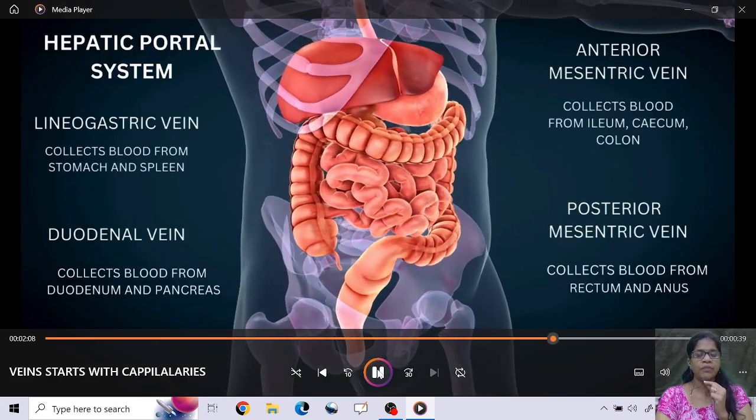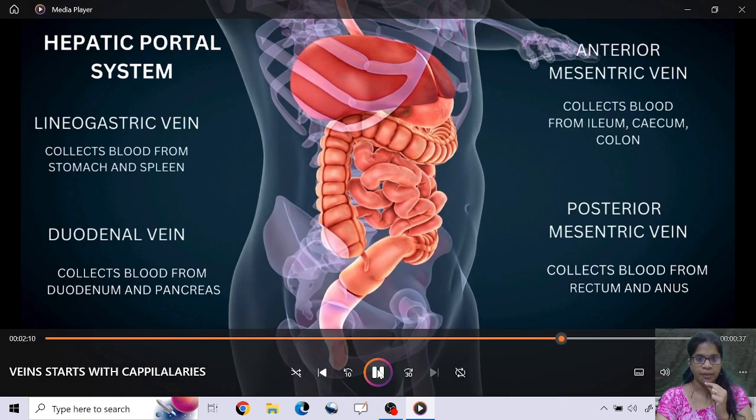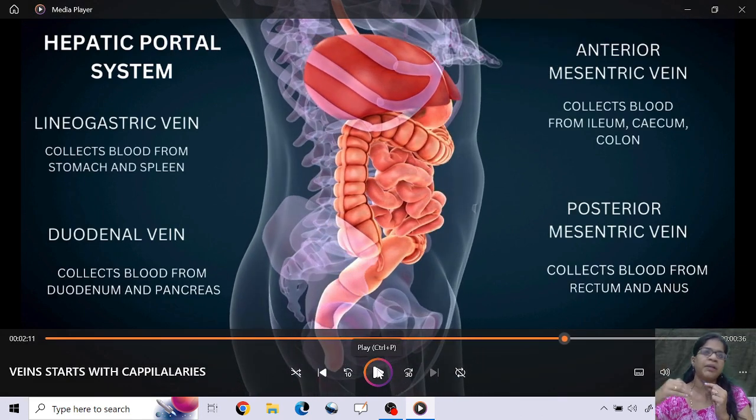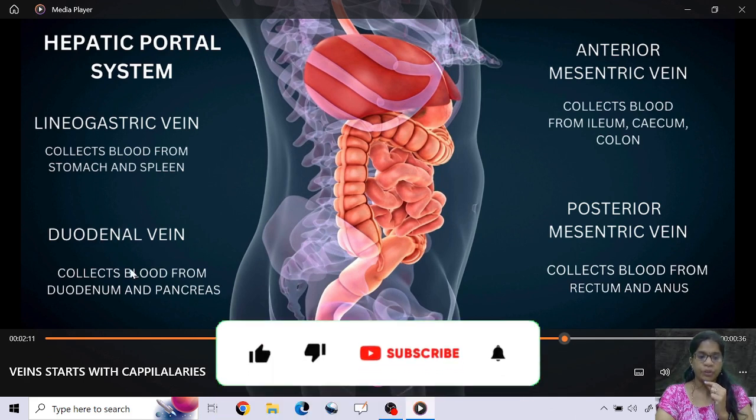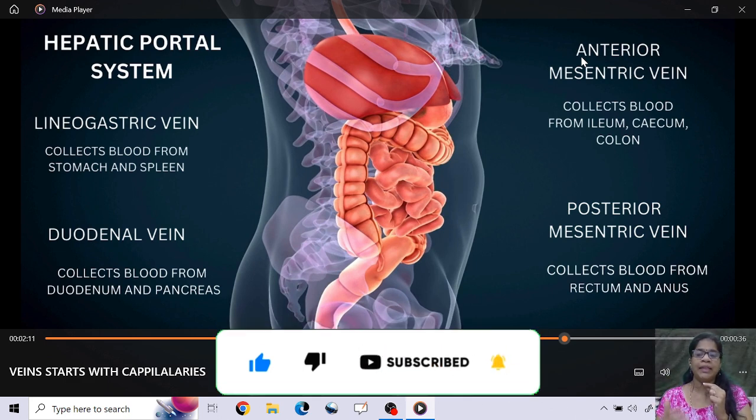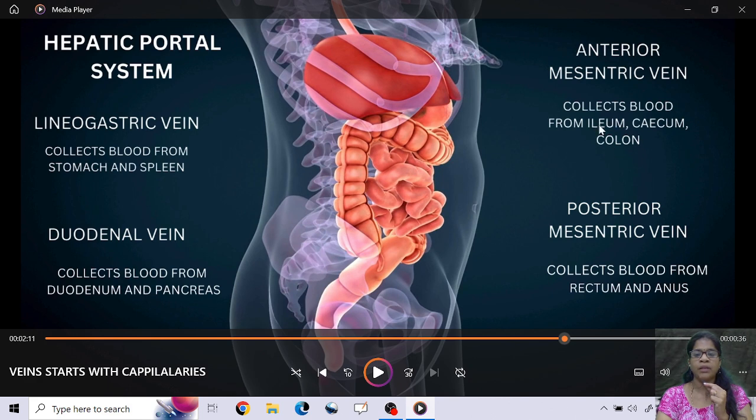This hepatic portal vein covers the whole part of your abdomen, the complete parts of your digestion, whichever parts are included. This hepatic portal vein is again divided into the lienogastric vein, which collects the blood from the stomach and the spleen. Okay, and the duodenal vein, which collects blood from the duodenum and the pancreas. The anterior mesenteric vein collects the blood from the ileum. Ileum, cecum and colon all come under the intestinal names. And the posterior mesenteric vein collects blood from the rectum and anus. These are all parts of your large intestine.